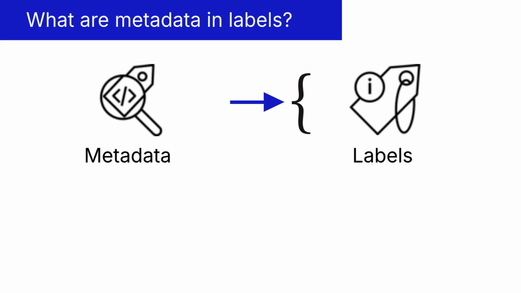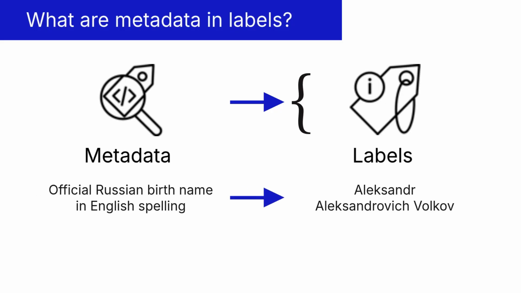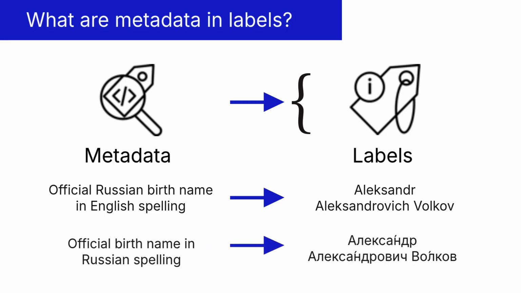For example, tagging the metadata official Russian birth name in English spelling to the label Alexander Alexandrovich Volkov provides origin data to his name. Labels also make models multilingual and classification ready. Without them, your rule bases can't match real-world content accurately. For example, the metadata official birth name in Russian spelling when tagged to this label, Alexander Alexandrovich Volkov, adds a data language layer. Think of metadata on labels as the glue between your taxonomy and the business processes that depend on it.